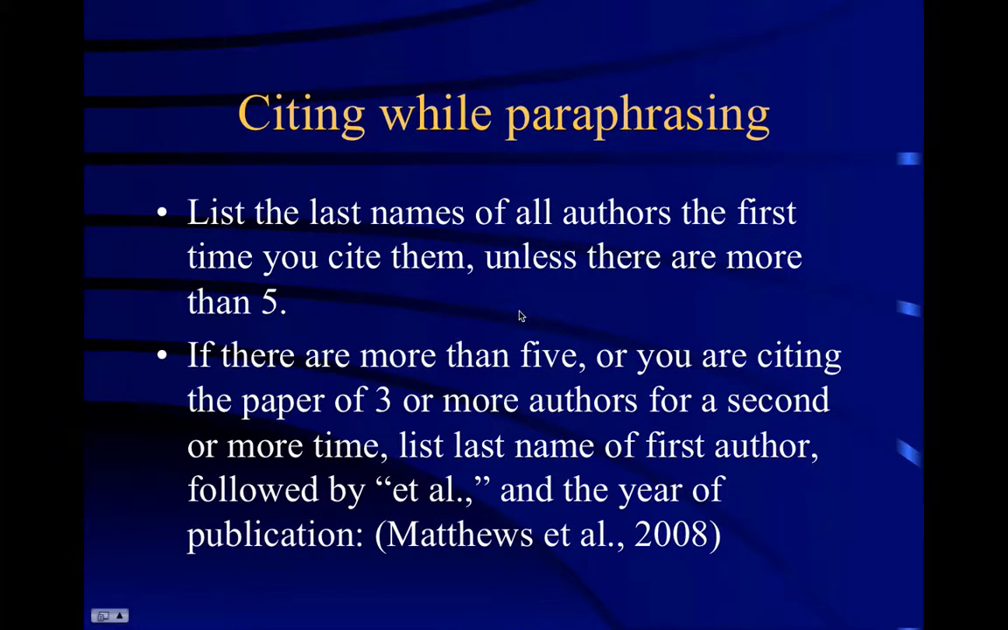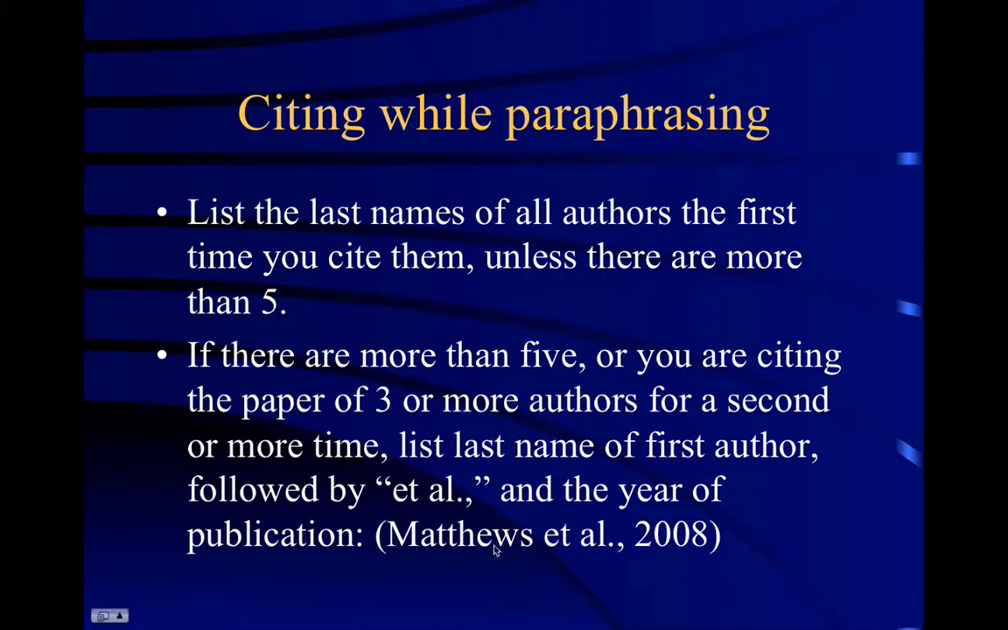So, citing while paraphrasing or summarizing. You're going to list the last names of all the authors the first time you cite them, unless there are more than 5 authors of that particular journal article. Sometimes that happens. Sometimes there are lots of authors, and so we're going to cite them a little differently. If there are more than 5, or you are citing the paper of 3 or more authors for a second or more time, you're going to list the last name of the first author followed by et al. and the year of the publication.